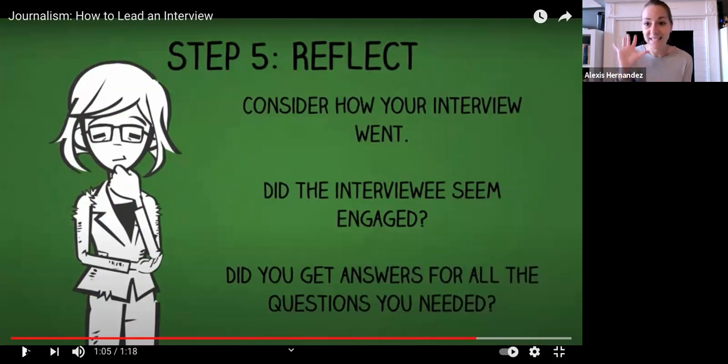And finally, step 5. Think about how your interview went. Reflect on it. What did you learn? What went well? What did you not figure out? What do you still need to do?